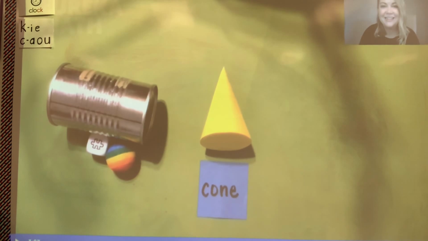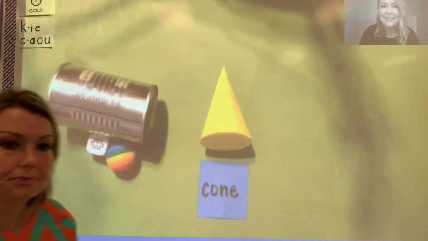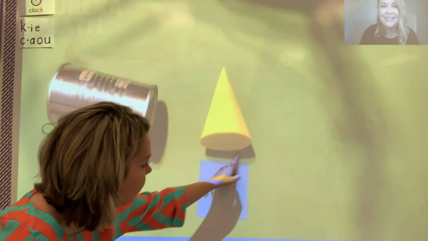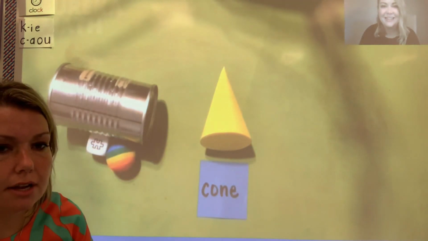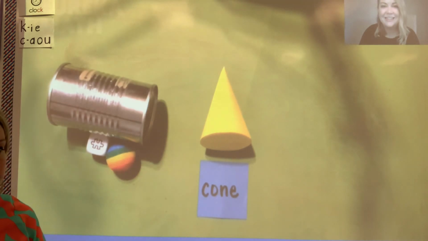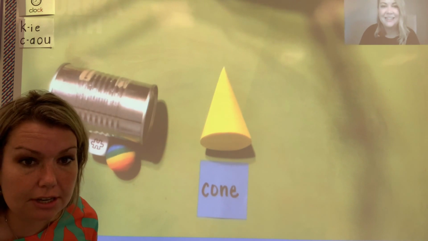It's in a triangle shape. It is, it's kind of a triangle shape. Very good. But on the bottom, it's a circle. Jonyan, what do you notice about the cone? It can roll. It did roll. Very good.